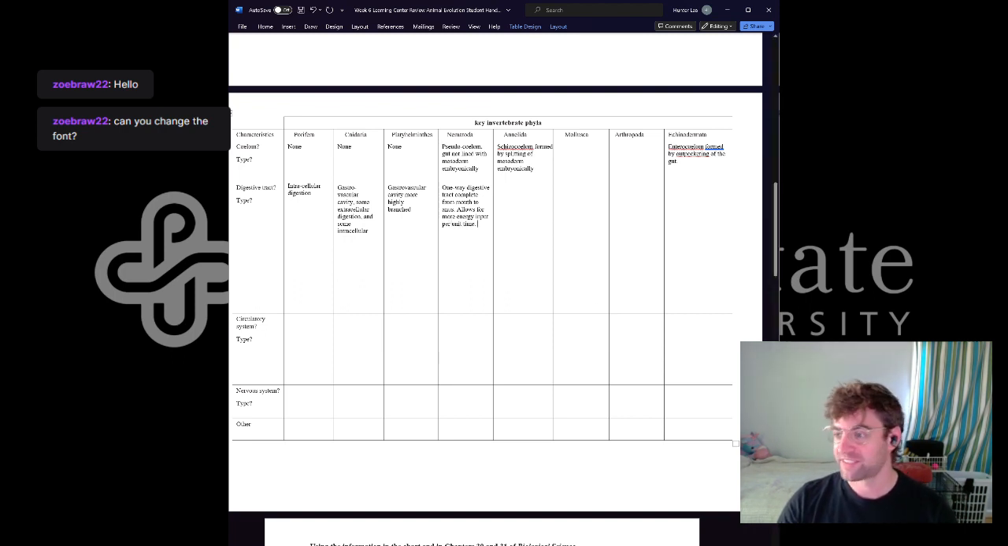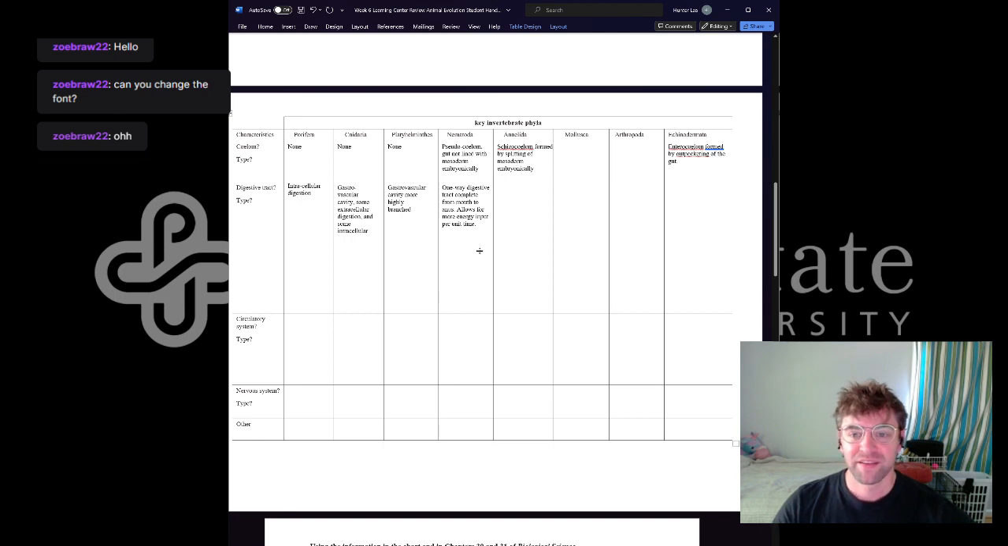Can I change the font? I don't know that I can, to be honest. This is kind of an annoying thing about this particular software, where if I click from one box to the next, it's going to go back to whatever the default was. So in future streams, I will do my best to make it something more readable. Thank you for that feedback. Yeah, I don't want to dig through settings during the stream to change whatever my default is.